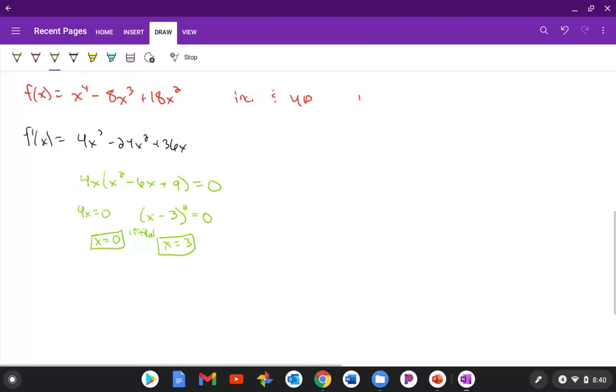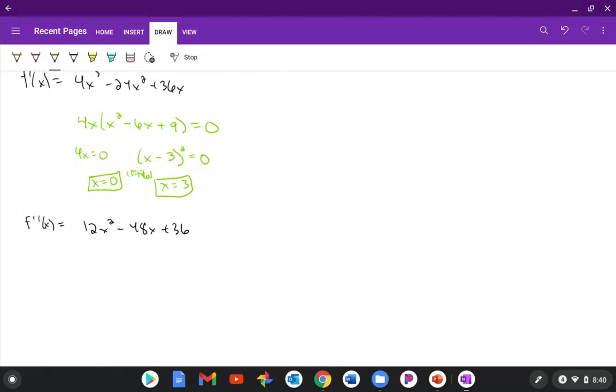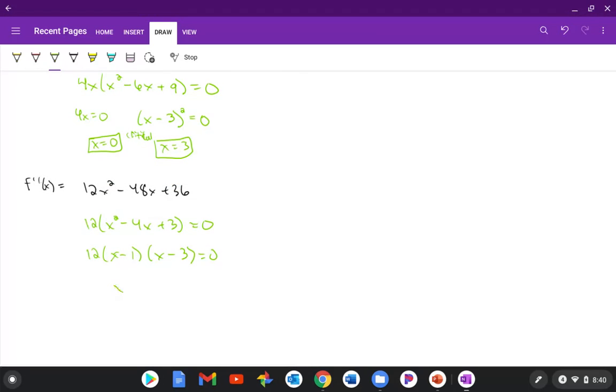All right. So then we go ahead and go to the second derivative. 12x squared minus 48x plus 36. And set that equal to 0. We can go ahead and pull out a 12. We're left with x squared minus 4x plus 3 equal to 0. That factors into x minus 1 and x minus 3. So we get x equals 1 and x equals 3.